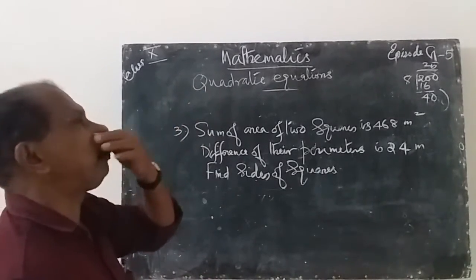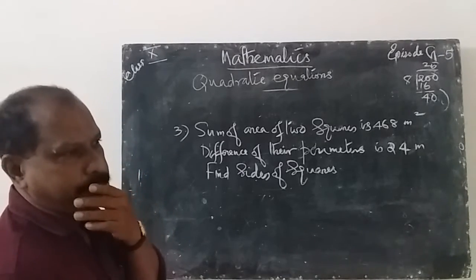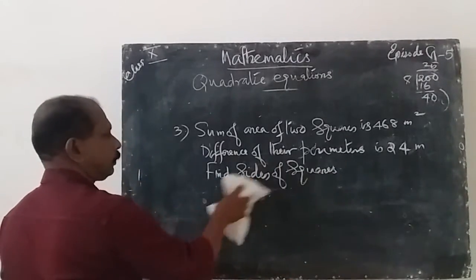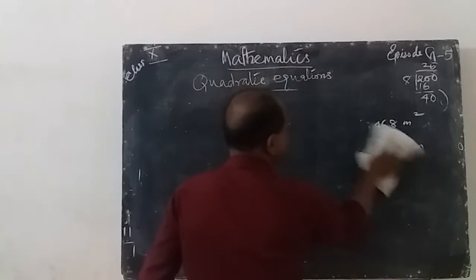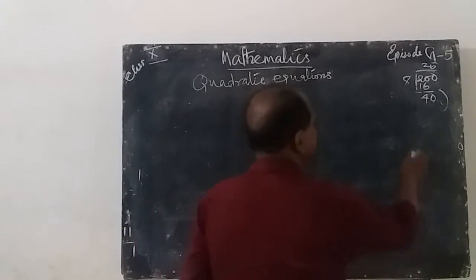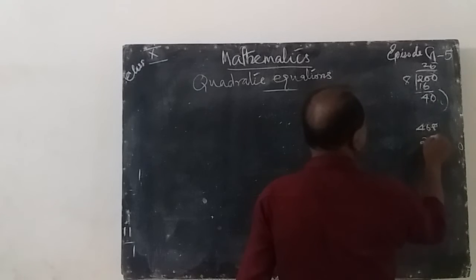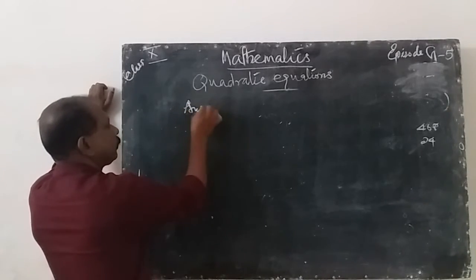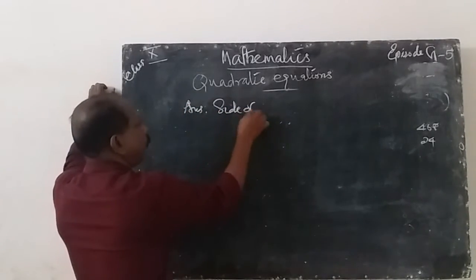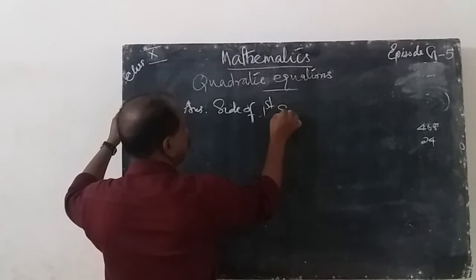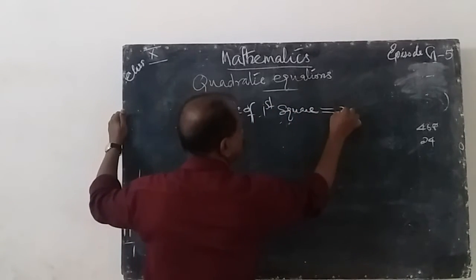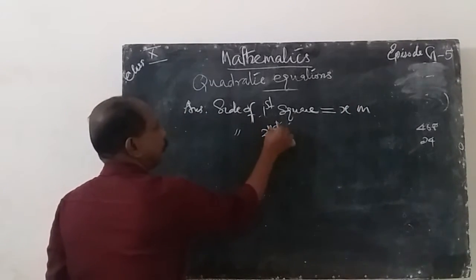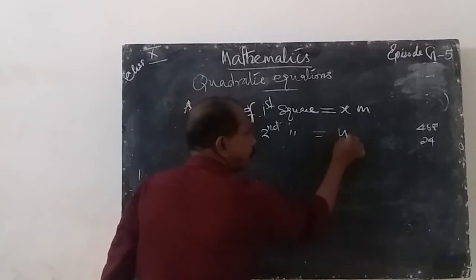The side of first square is what? Difference is perimeter. Let the side of first square be equal to x meter. That of second square is equal to y meter. Let us assume.